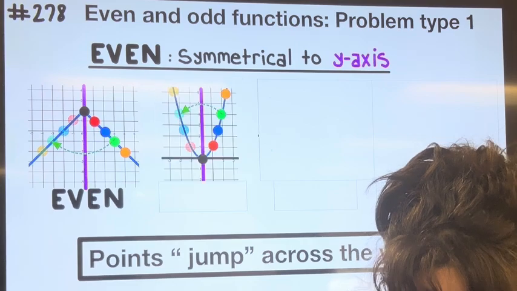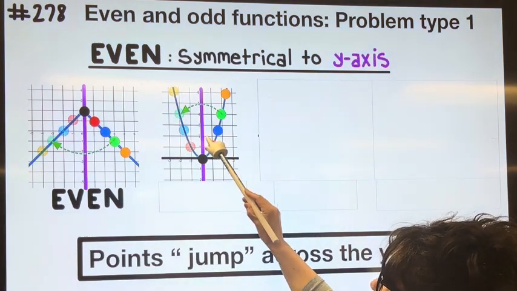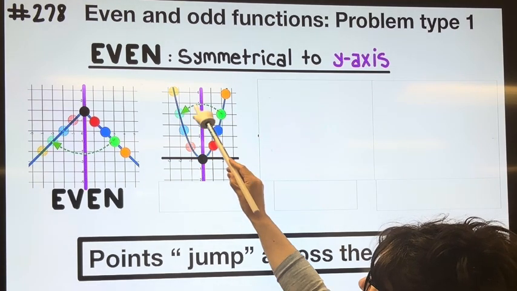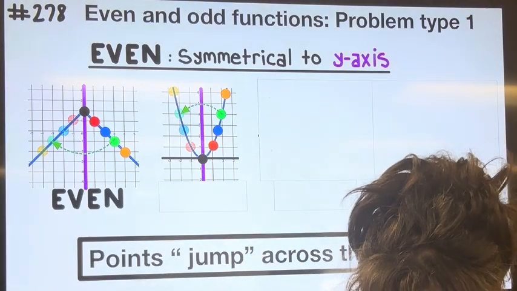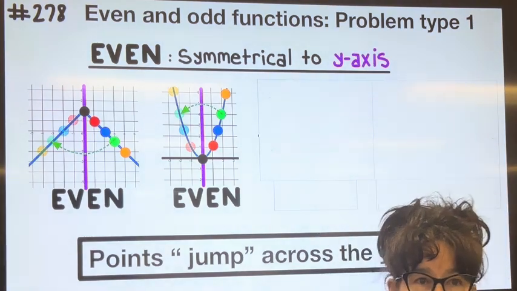Okay, here's another picture. I've got this parabola. This red dot, if it jumps across the y-axis, it's here. The blue one, the green one, the orange one. So this one is symmetrical to the y-axis, so it's known as an even function.